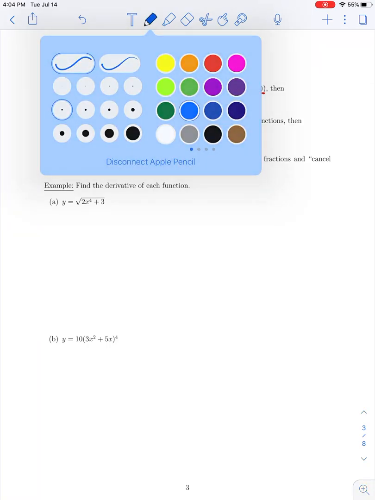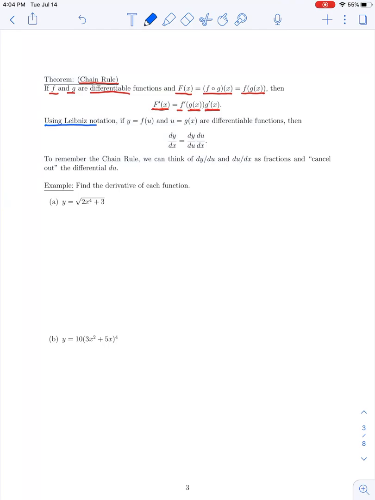Now, if we make use of Leibniz notation for the derivative, if we have y defined as a function f of some variable u, where u is a function of x, and these are both differentiable functions, then the derivative of y with respect to x can be thought of as the product of the derivative of y with respect to u, then multiplied by the derivative of that inner function u with respect to x.